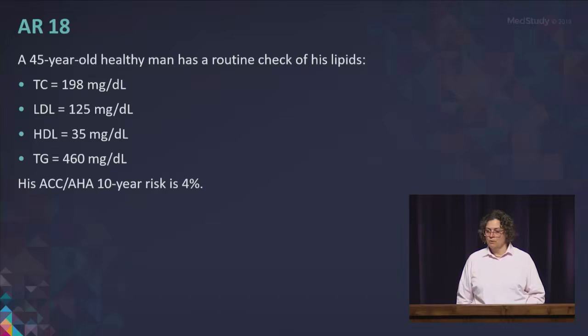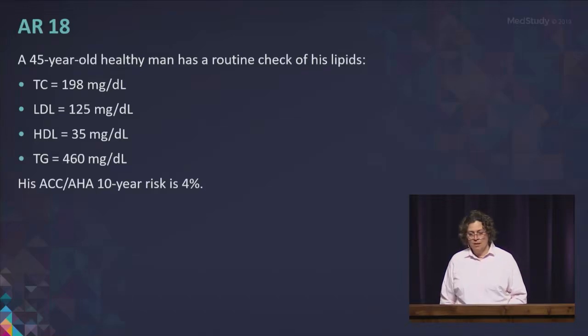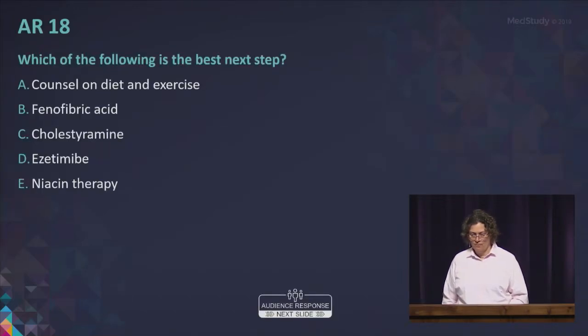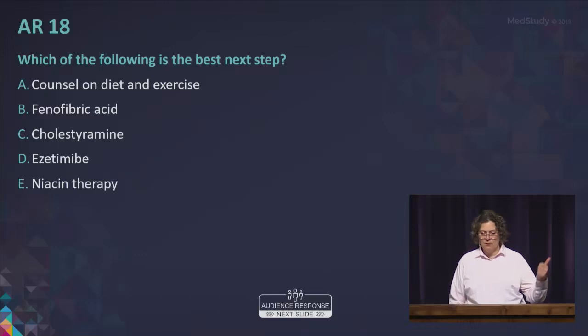A 45-year-old healthy man has a routine check of his lipids. Total cholesterol is 198, LDL is 125, HDL is 35, triglycerides 460. His 10-year risk is 4%. And again, we calculated that because he's over the age of 40. Which of the following is the next best step? Diet and exercise, a fibrate, a bile acid sequestrant, ezetimibe, or niacin?